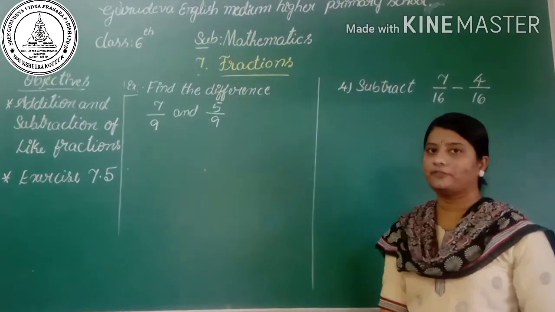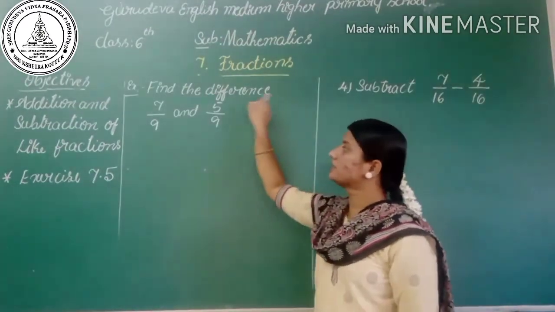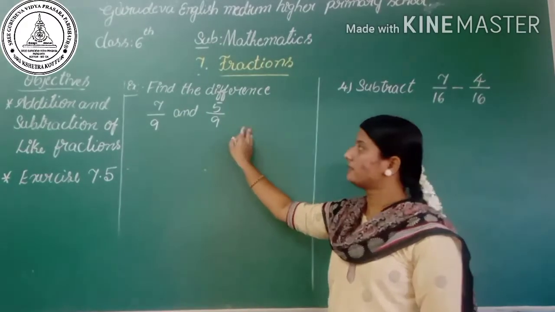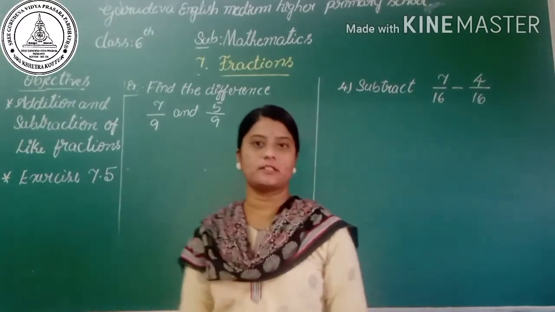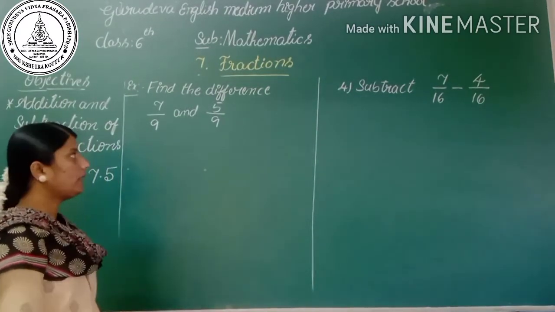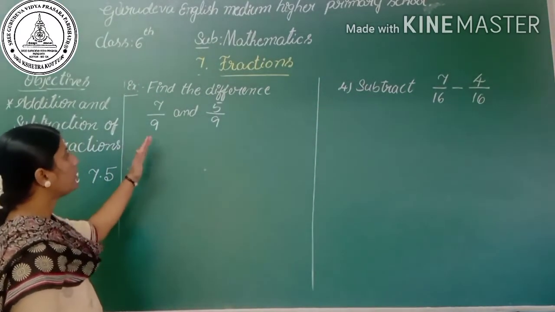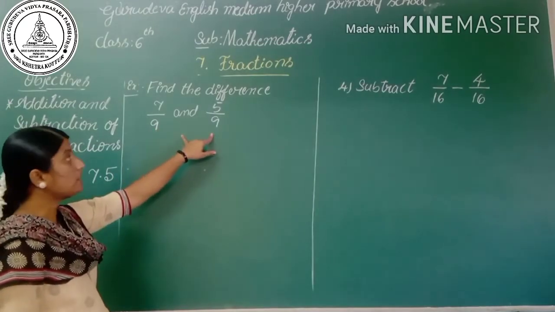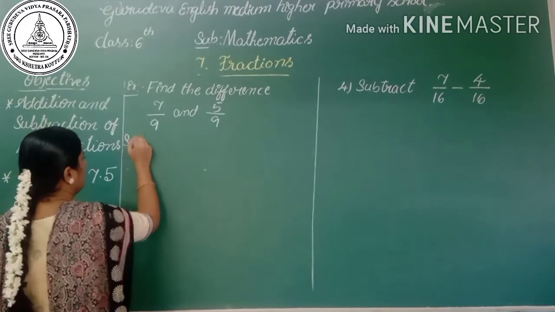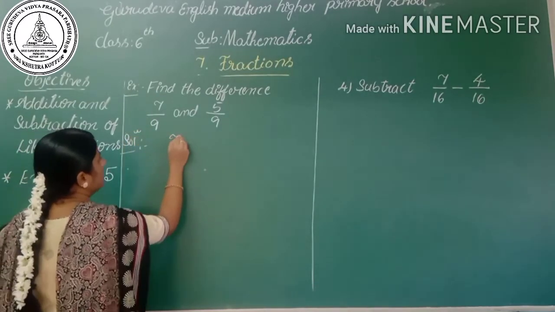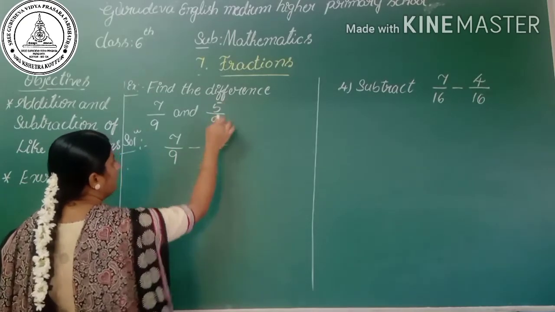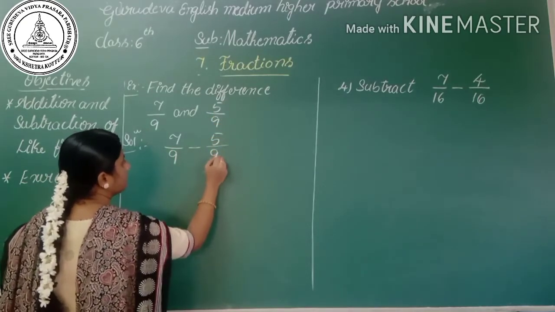Let's see the other example, subtraction of like fractions. Find the difference of 7 by 9 and 5 by 9. If these two given fractions are like fractions, we have to subtract them. In the first step we write the given two fractions using the subtraction symbol: 7 by 9 minus 5 by 9.